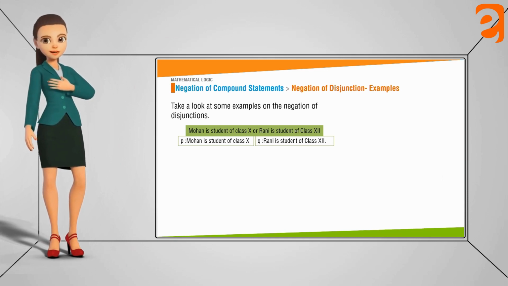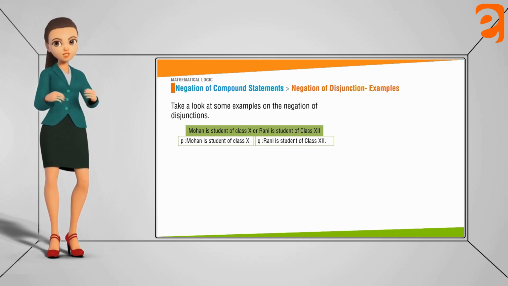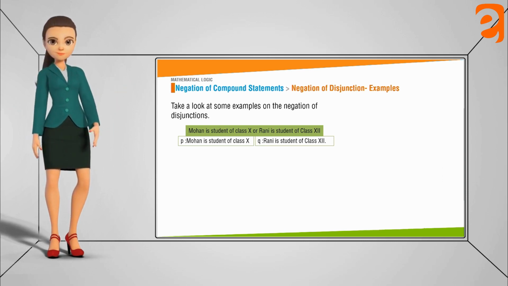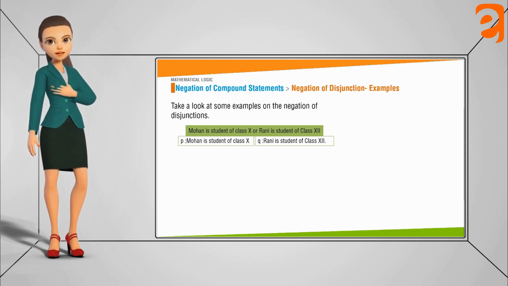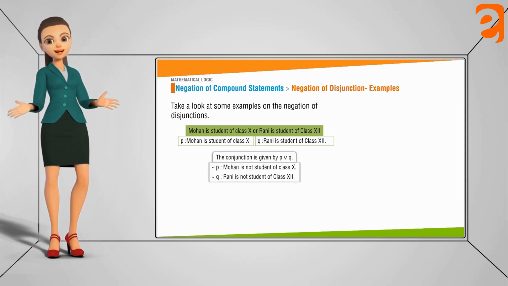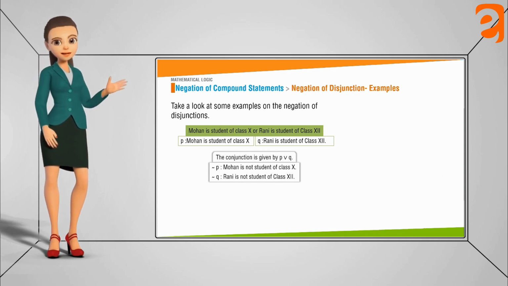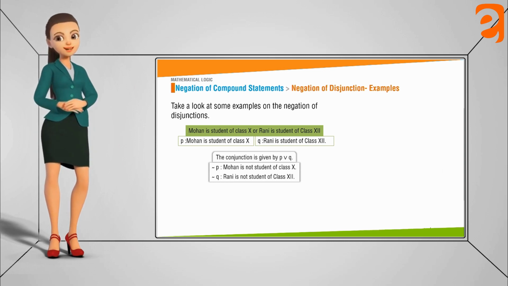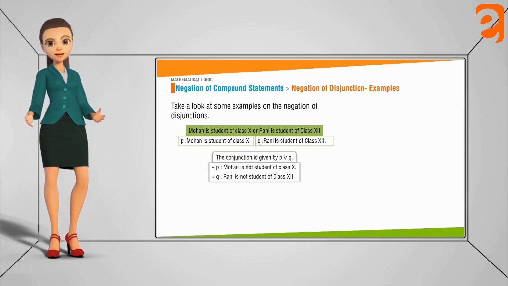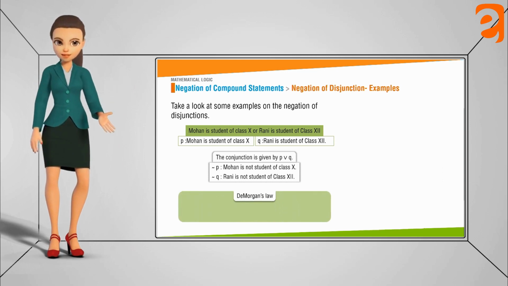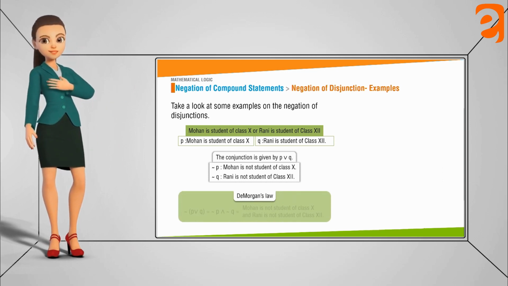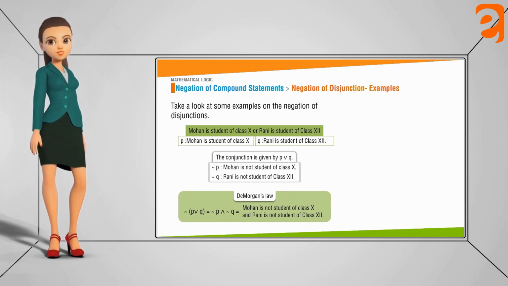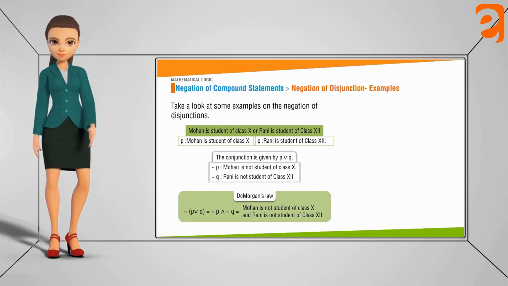Mohan is a student of class 10th is one statement. Rani is a student of class 12th is another statement. What is the disjunction of these two statements? Mohan is a student of class 10th or Rani is a student of class 12th. We are interested in finding the negation of this disjunction. The negation of P is Mohan is not a student of class 10th, and the negation of Q is Rani is not a student of class 12th. Applying De Morgan's law, it comes out to be Mohan is not a student of class 10th and Rani is not a student of class 12th.